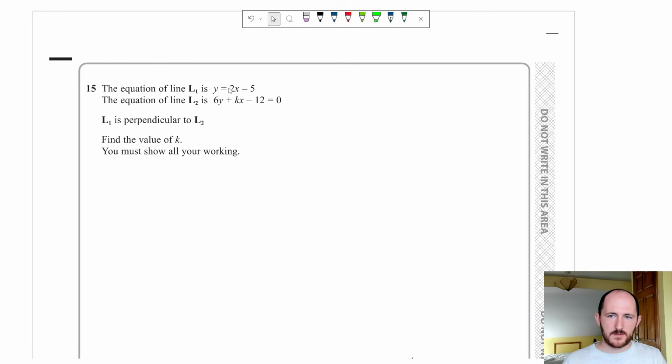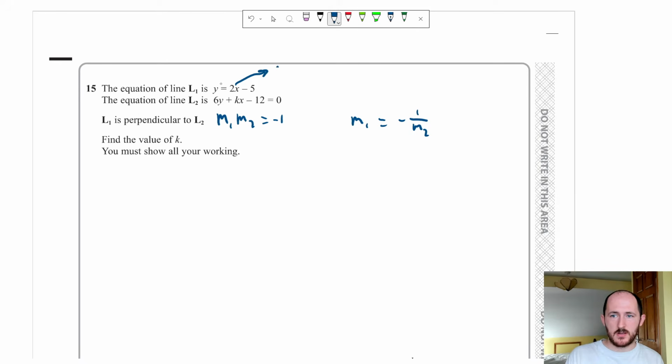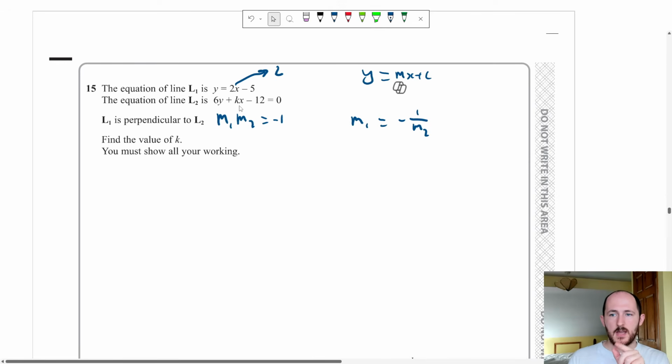So the equation of the line L1 is y equals 2x minus 5. The equation of line L2 is 6y plus kx minus 12 equals 0. L1 and L2 are perpendicular. So what does that mean? It means that their gradients multiply to minus 1, or they are negative reciprocals of each other, depending on how you want to do it. So what's the gradient of this? The gradient of this is 2, right? The number in front of x is just the gradient, which only works if it's in the form y equals mx plus c, which means the gradient of this line should be the negative reciprocal. It should be minus 1 over 2.